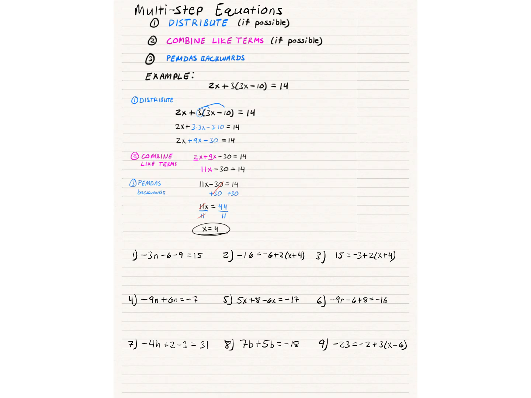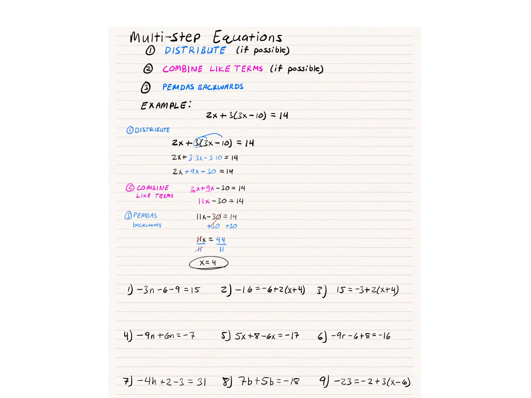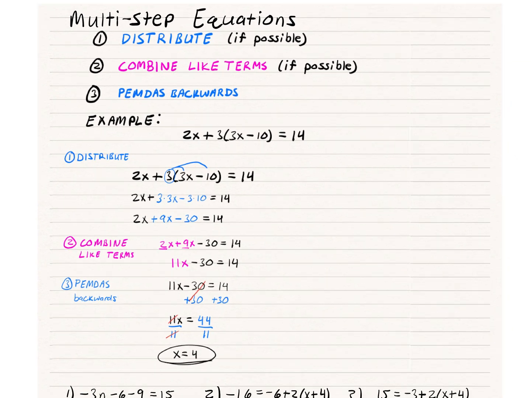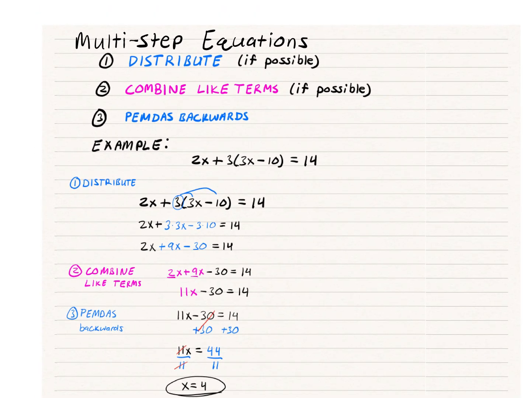All right, so now we get into the next section, which is our multi-step equations. I have an example problem up here. The first thing you want to do in any multi-step equation is to distribute if possible. I write that there because not always are you going to have to distribute. Same thing with the second step, combine like terms. Again, if possible, you're not always going to have to do it. And then it's going to work exactly the same way as our two-step equations. We want to isolate the variable by doing PEMDAS backwards.